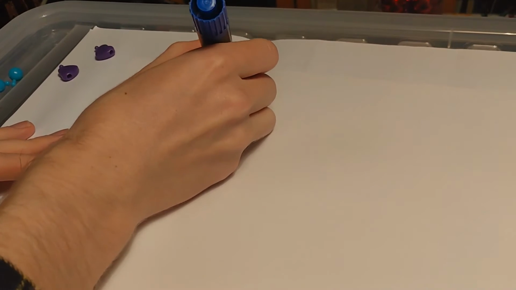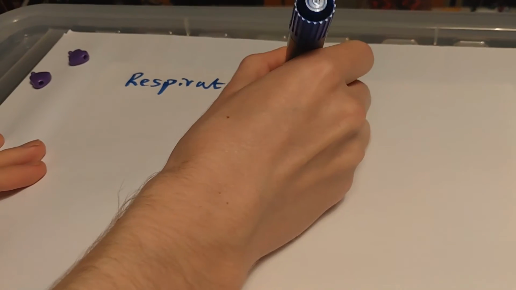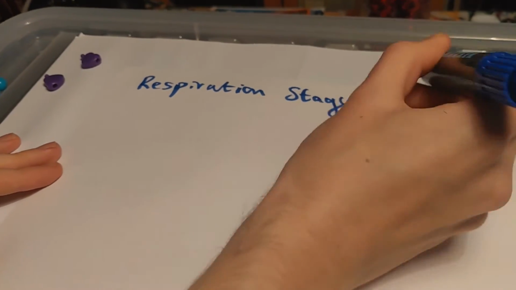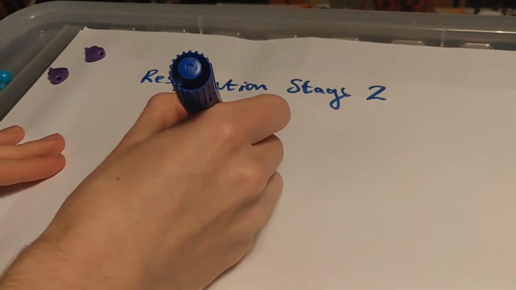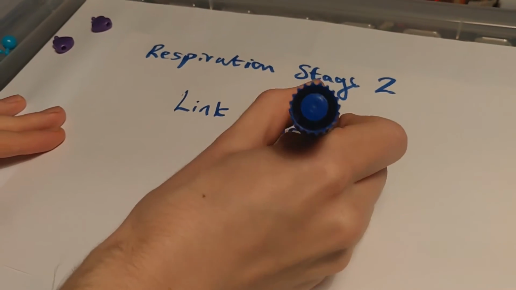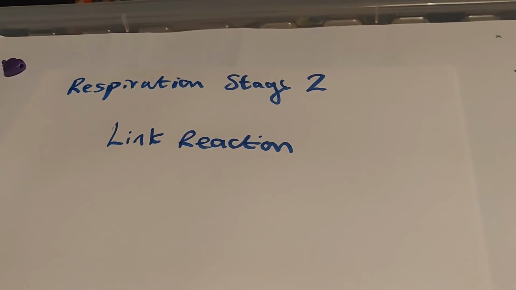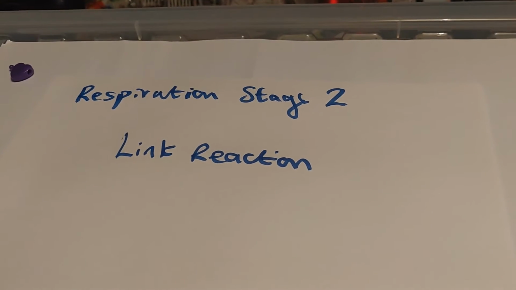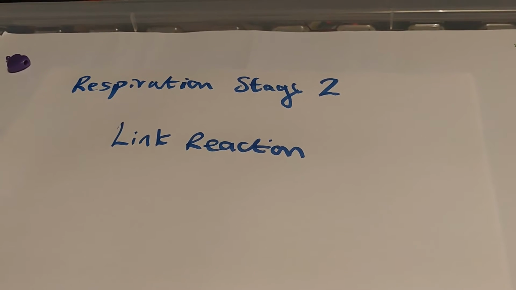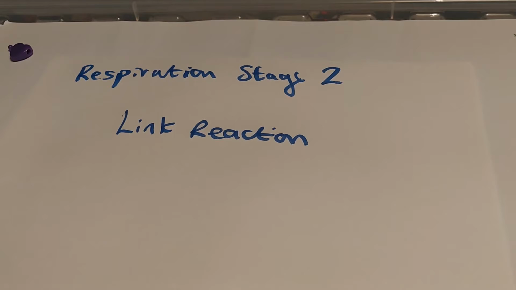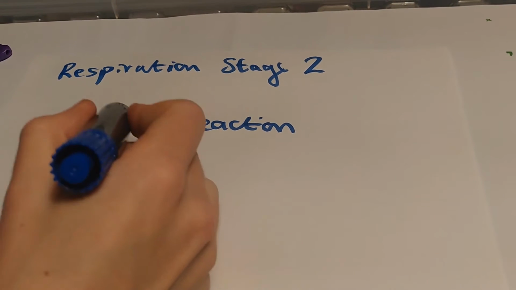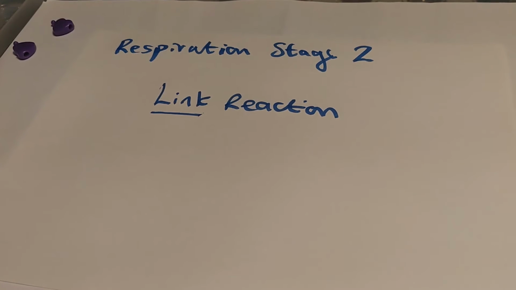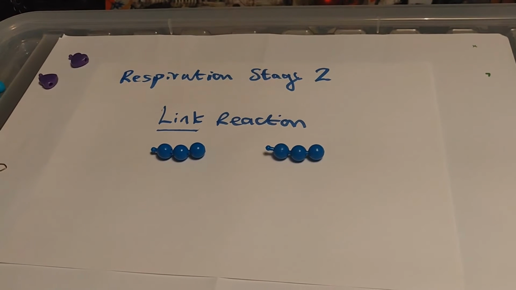So the second stage of respiration, that's respiration stage 2, is called the link reaction. The link reaction takes place in the matrix of the mitochondrion. So it takes place once the pyruvate, which we produced in glycolysis, gets across the membrane into the mitochondrion. And it's called the link reaction because it links glycolysis with the Krebs cycle. So here are our 2 pyruvate that we've got from glycolysis.